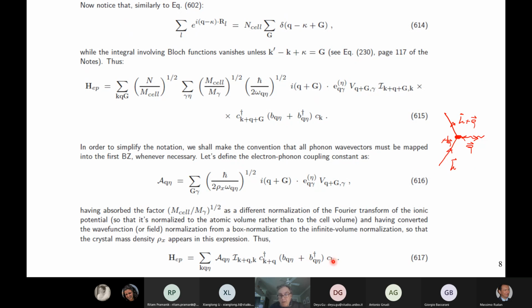As I told you before, we have an electron. We require that we have an electron with momentum k, and we destroy it. We replace it with an electron with momentum k plus q, and the missing momentum q is absorbed, or is going to a phonon which is either emitted or absorbed. And this is the typical expression that we will use in the following.